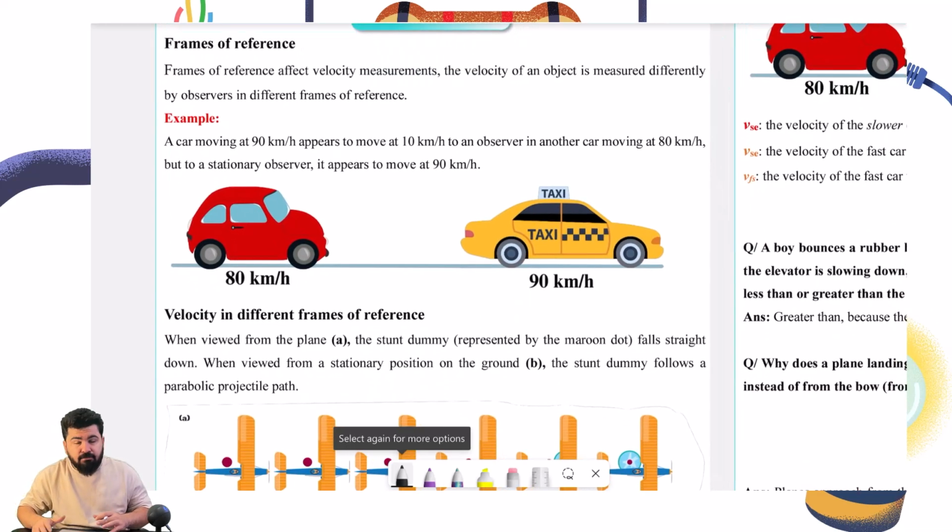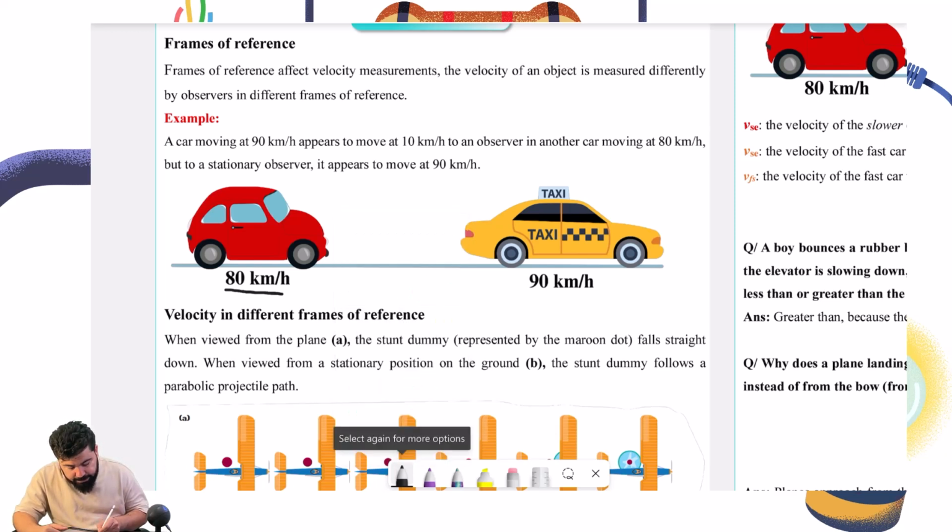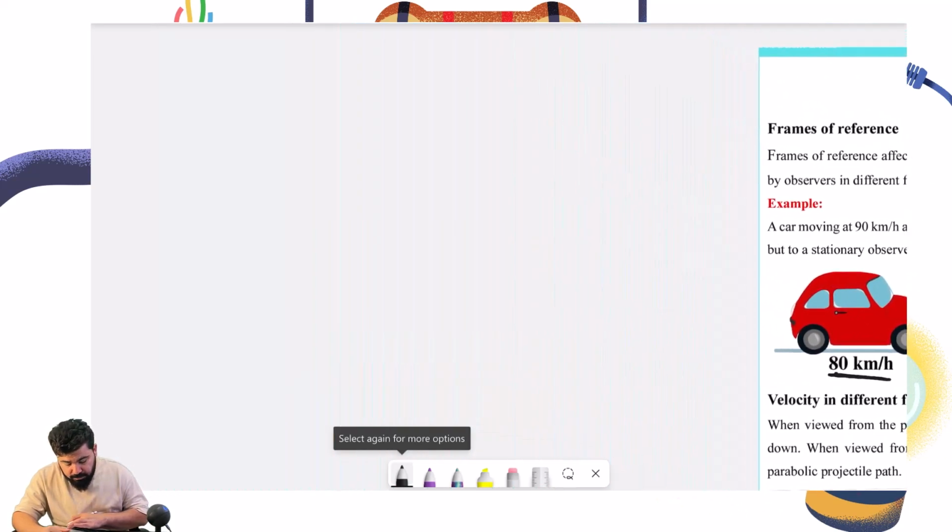So let's imagine you have two cars. You're driving, and there is a car in front of you. You are going with a speed of, let's say, 80 kilometers per hour, and the car in front of you is going with a speed of 90 kilometers per hour. If I ask you what is the relative velocity of the car in front of you, you're going to say it's equal to 10 kilometers per hour. So that car is going 10 kilometers per hour faster than you. Let me give you another example.